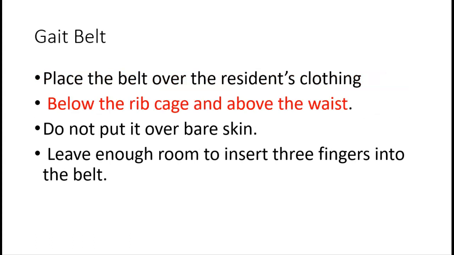The gait belt, you want to start practicing with that gait belt. It's going to be really important that you know how to properly use it. When you use it, it should not be directly on their skin. It should be over their clothing, below the rib cage, but above the waist. When you put it on, you should be able to slide 3 fingers or your hand flat behind it, but it shouldn't be super loose. So it needs to be tight enough that it's not going to slide up under their armpits, but not so tight that it cuts off their breathing.